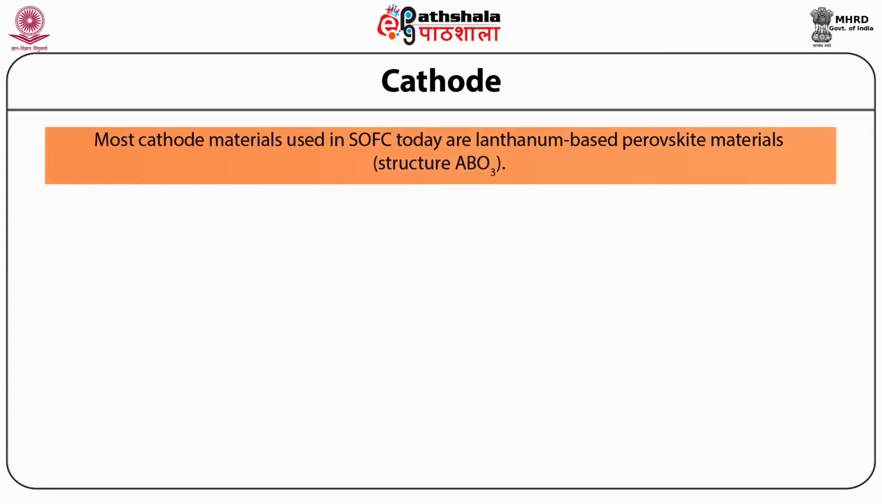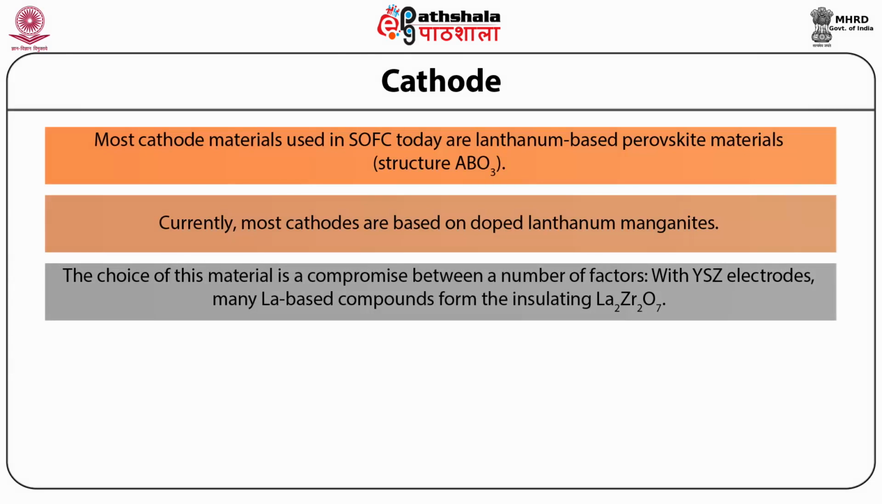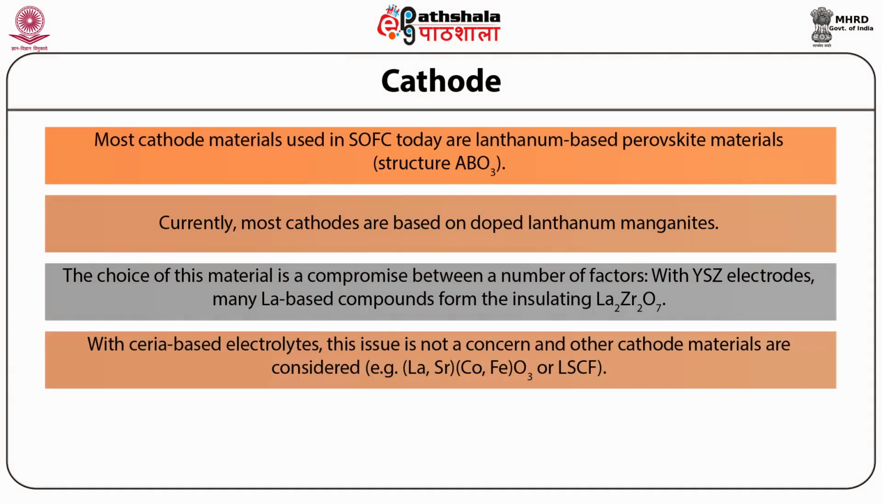Most cathode materials used in SOFC today are lanthanum-doped perovskite materials. Currently, most cathodes are based on the doped lanthanum manganites. In high temperature SOFCs, strontium-doped lanthanum manganite is used. The choice of this material is a compromise between a number of factors. With YSZ electrolyte, many lanthanum-based components form the insulating lanthanum zirconate.